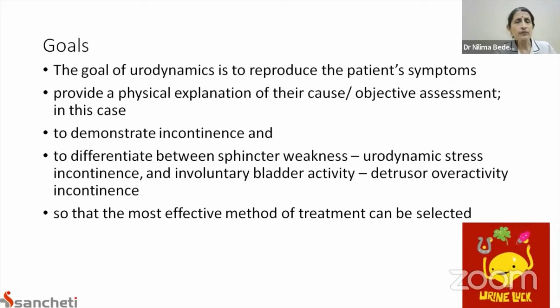So with this, we are able to demonstrate the type of incontinence, if any, to differentiate between sphincter weakness and urodynamic stress incontinence and involuntary bladder activity, or the detrusor overactivity, so that the most effective method of treatment can be selected.